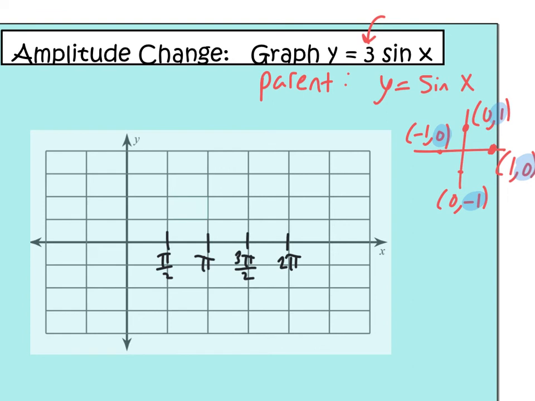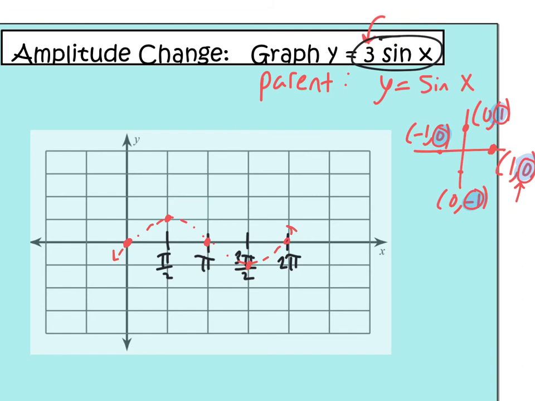I'm going to do the parent function first, starting out at 0, 0. By the time we get up to pi over 2, the value is 1. When we get over to pi, the y-coordinate is 0. At 3 pi over 2, it's down to -1. And then back at 2 pi it's starting over. Do this one lightly, or use a pencil, because this is just going to be a guide. This is not our final answer. This is just y equals sine of x. The one we really need though is y equals 3 sine of x.